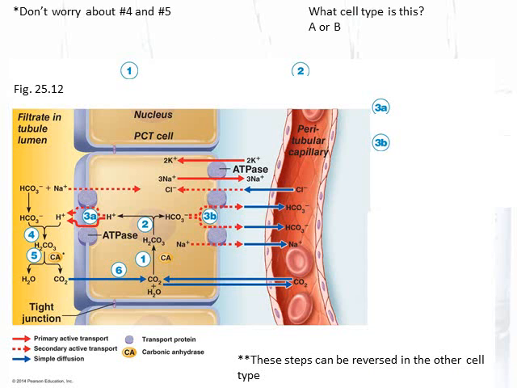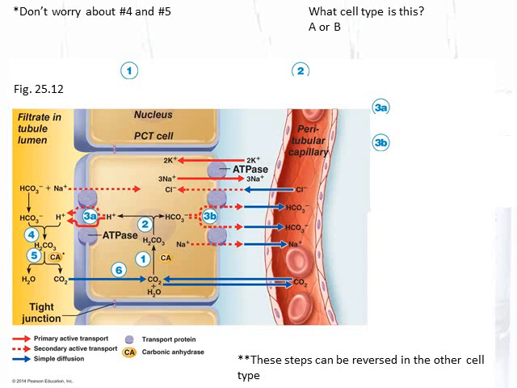So here's the figure on the next slide, and I'm not going to uncover these steps 1, 2, 3A, and 3B. You can go right to your book on figure 25.12, and you can fill in what's going on here, and you will need to know the details of these steps 1, 2, 3A, and 3B.